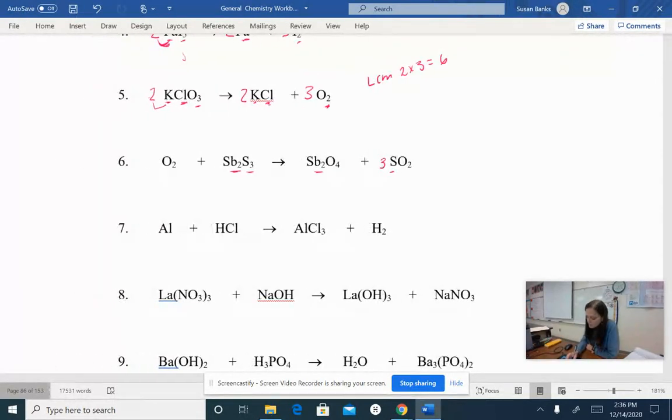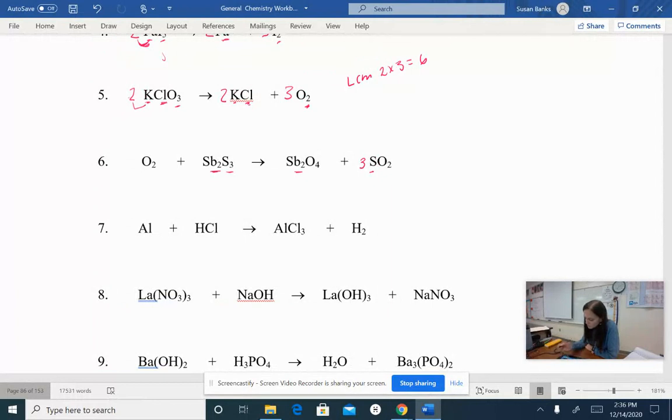Okay, so I'm going to look at my oxygens on the product side. I've got 4 oxygens here. 3 times 2 gives me 6. 4 plus 6 gives me 10, right? So I need 10 over here, but it's in groups of 2. So 10 divided by 2 gives me 5. So I'm going to need 5 there. Okay, so that will balance everything out.